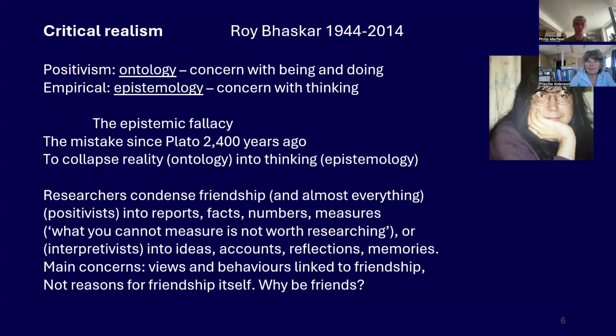Roy Bhaskar emphasized that epistemology, our thinking, is only a small part of ontology, all our being and doing. And he identified the epistemic fallacy, the mistake about thinking that has lasted, he argues, since Plato, two and a half thousand years ago, nearly. And this does collapse reality, ontology, into thinking, epistemology. So, to give you an example, the positivists condense friendship and almost everything into their reports: facts, numbers, measures. You cannot measure it. What you cannot measure is not worth researching, they say. Or the interpretivists collapse reality into ideas, accounts, reflections, memories.